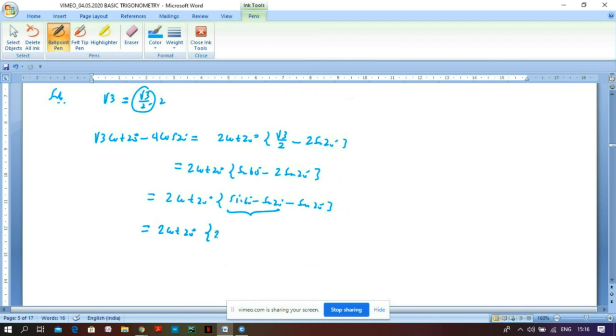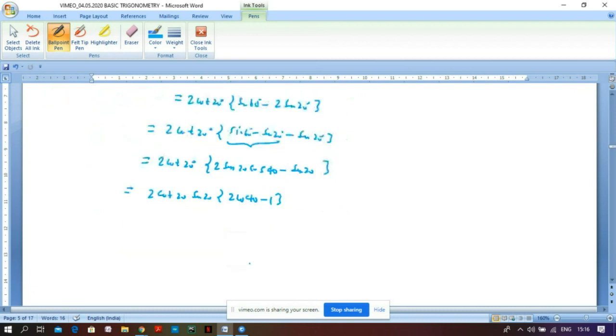Sin C minus sin D is 2 sin of (C minus D) by 2, difference by 2, that is 20, and cos of (C plus D) by 2, so sum by 2, that is average. So cos 40 and minus sin 20. So that is all right. This is good, so sin 20 has now come out. So let me take it out. So 2 cot 20 and sin 20, and this is 2 cos 40 minus 1.